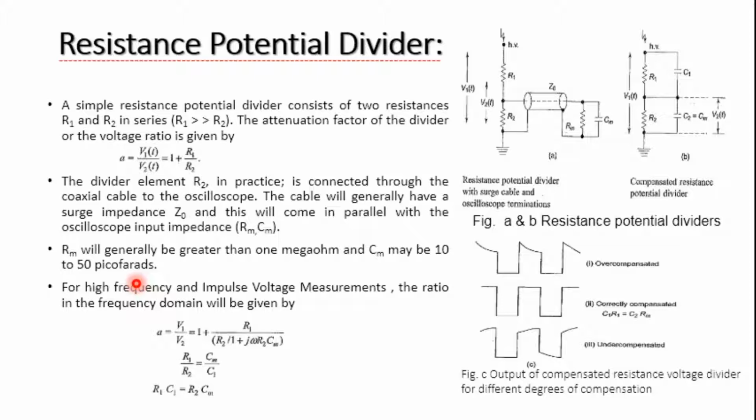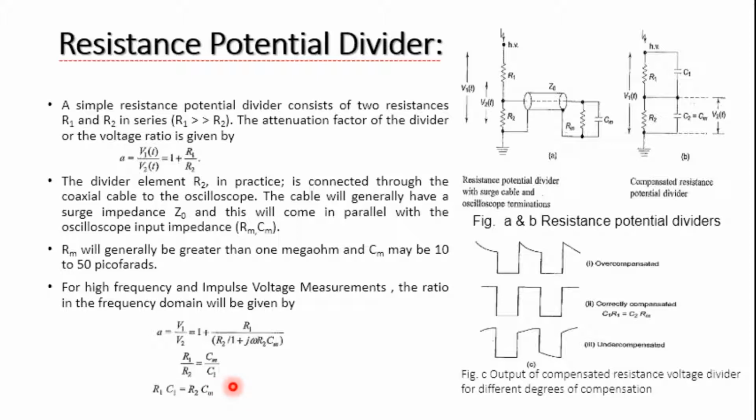The ratio in the frequency domain, which is given as A, is equal to V1 by V2, which is equal to (1 + R1)/R1 divided by 1 plus j omega R2 Cm. After doing the simplification, we will get R1 into C1 is equal to R2 into Cm.